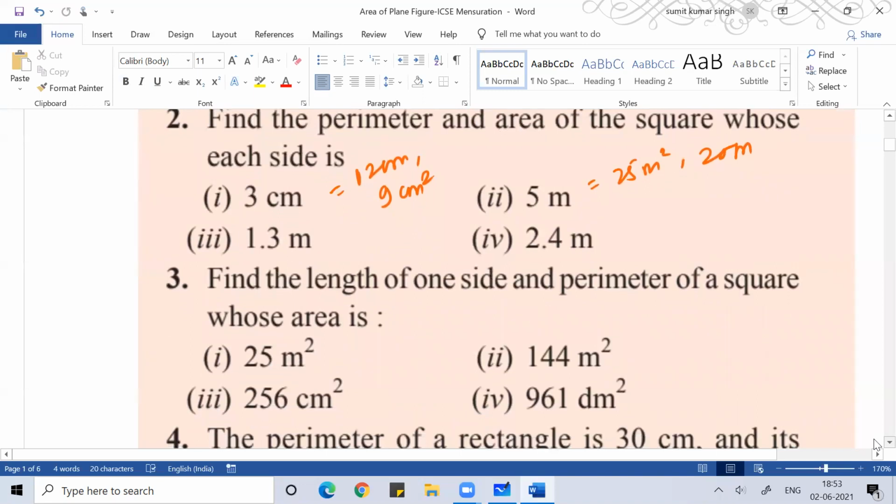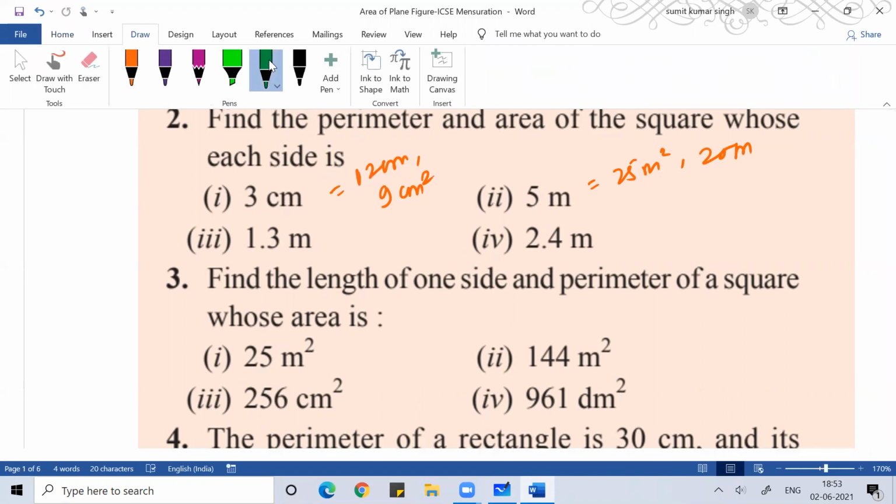Next, 1.3. What would be the area if its side is 1.3? 1.3 into 1.3 is 1.69. 13 square is 169. And the perimeter would be 5.2 meter, 4 into 1.3. Next, 2.4. What is 2.4 square? 5.76 meter square. Perimeter would be 9.6 meter, 2.4 into 4 is 9.6.